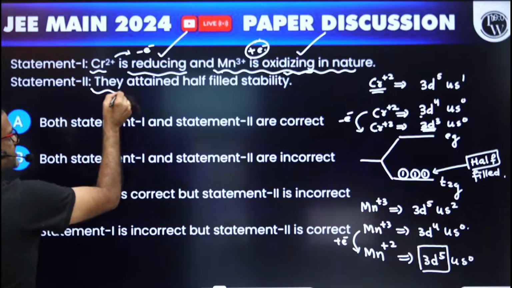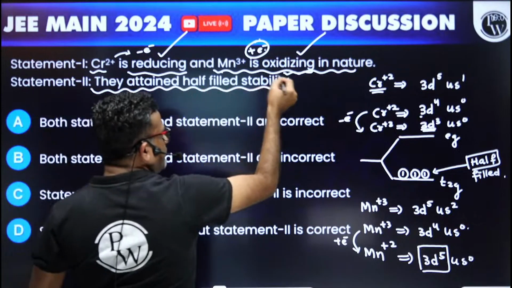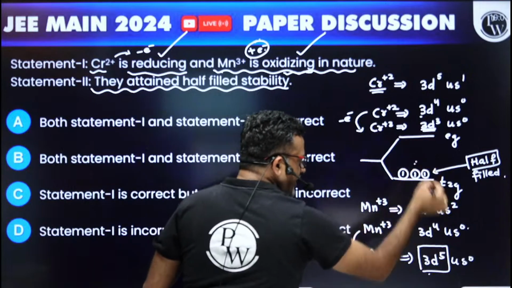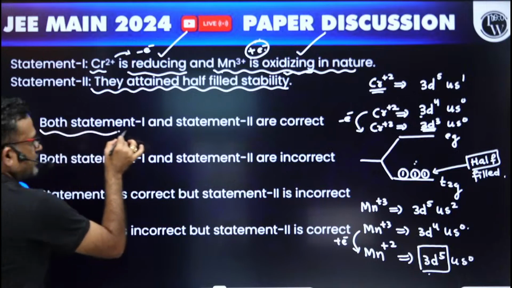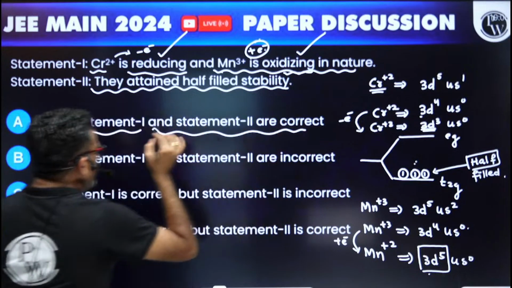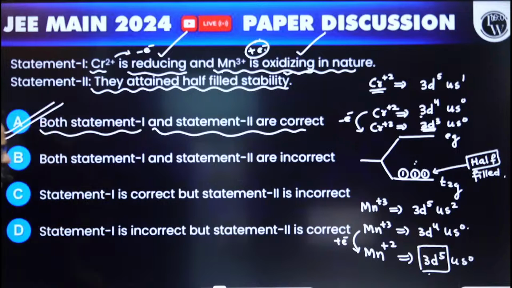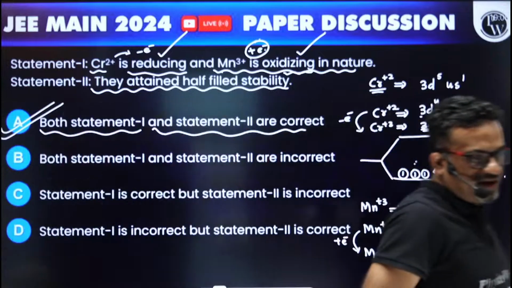What about statement 2? They attained half filled stability. So both of them are going to attain half filled stability. Both statement 1 and statement 2 are correct. So your option is A. Is that clear?